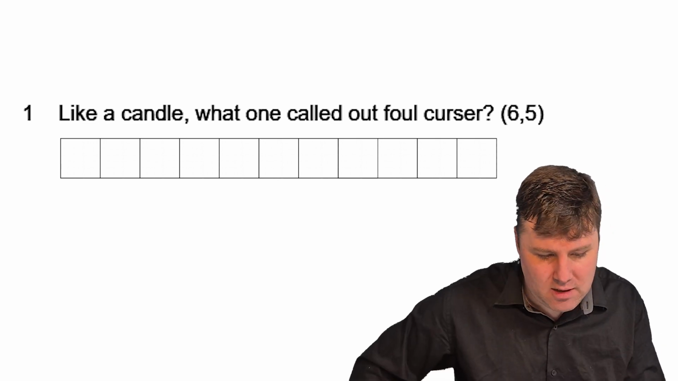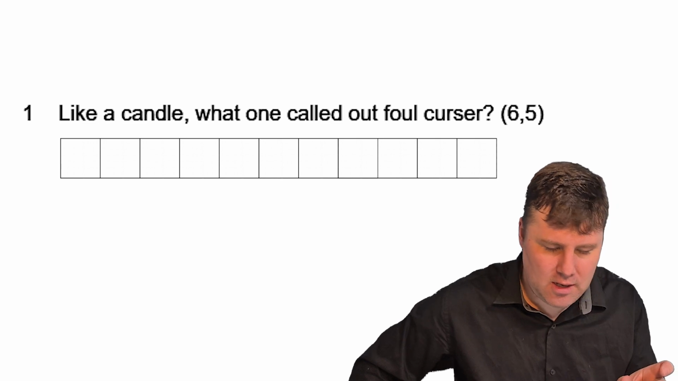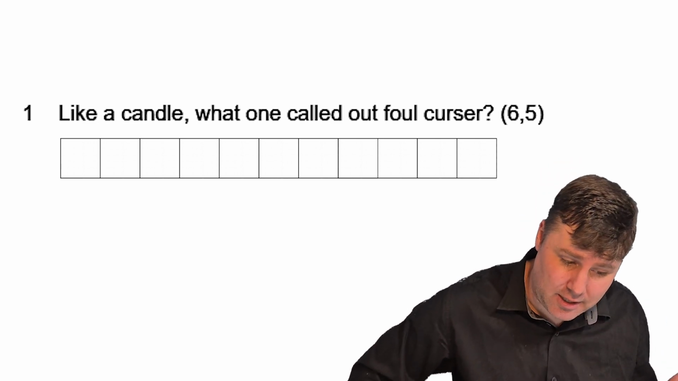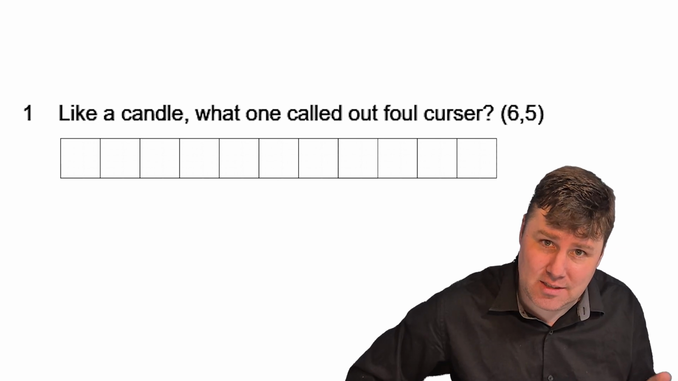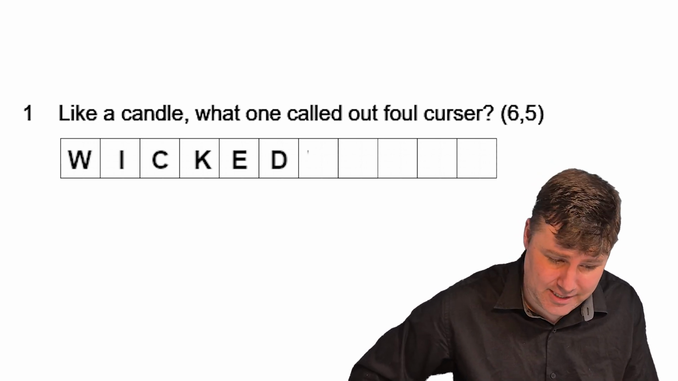So foul cursor is going to be our definition here. Like a candle is wicked, isn't it? So for 6 letters, if you write out wicked, you've got our 6-letter first half of this answer.